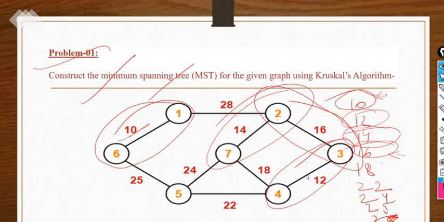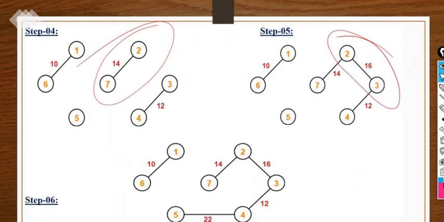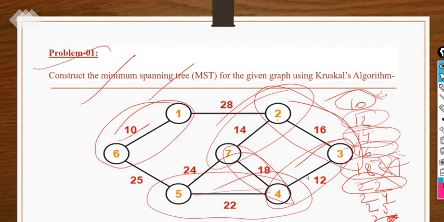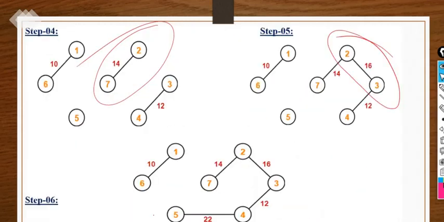Next we have edge weight 18, 7 and 4. Now there is a need to focus here. If we connect 7 and 4 with the 18, it will create a cycle. That means we do not have to select this edge, so skip it and move forward with 22. Here 5 and 4: we can take it, since it is not creating any cycle.